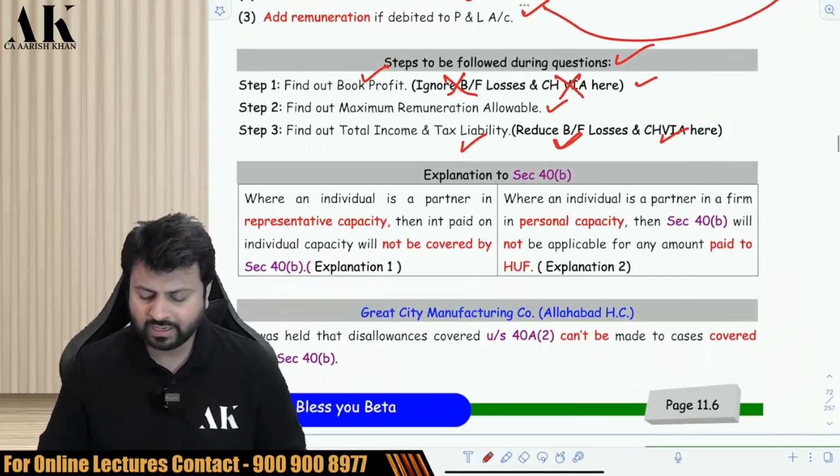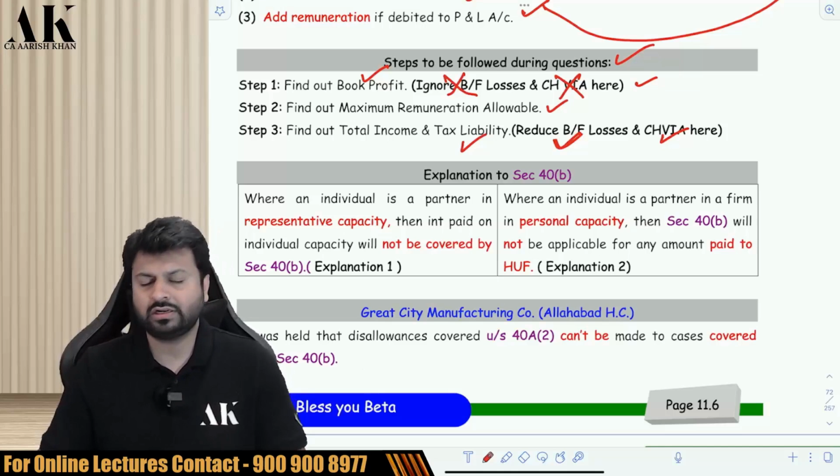Then you can compute your tax liability. Okay. Now, there are some explanations over here which speak about certain clarifications regarding interest.